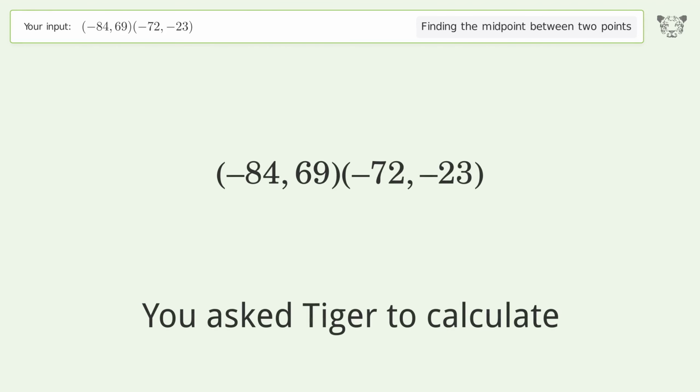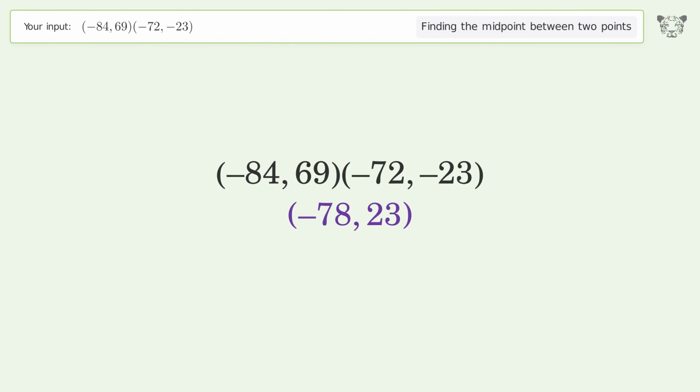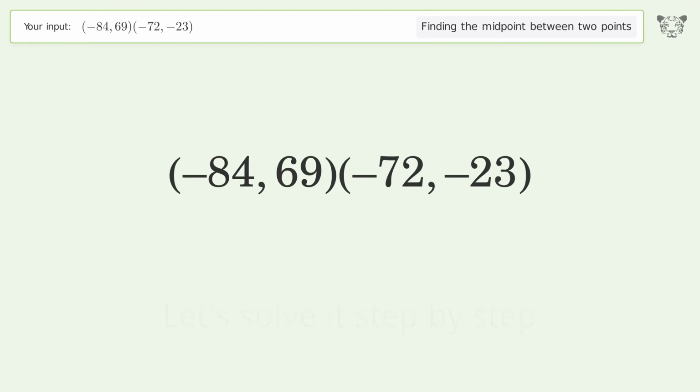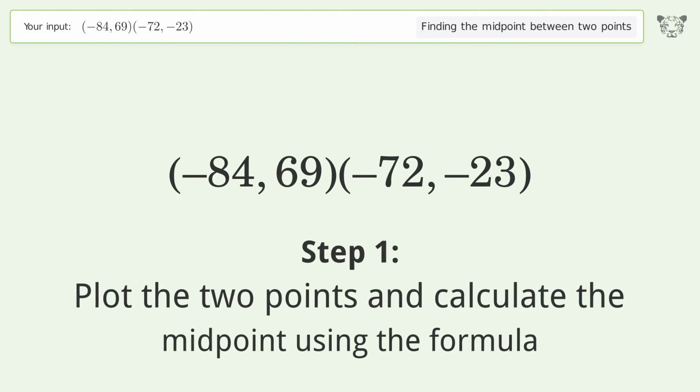You ask Tiger to calculate. This deals with finding the midpoint between 2 points. The midpoint between the 2 points is -78,23. Let's solve it step by step. Plot the 2 points and calculate the midpoint using the formula.